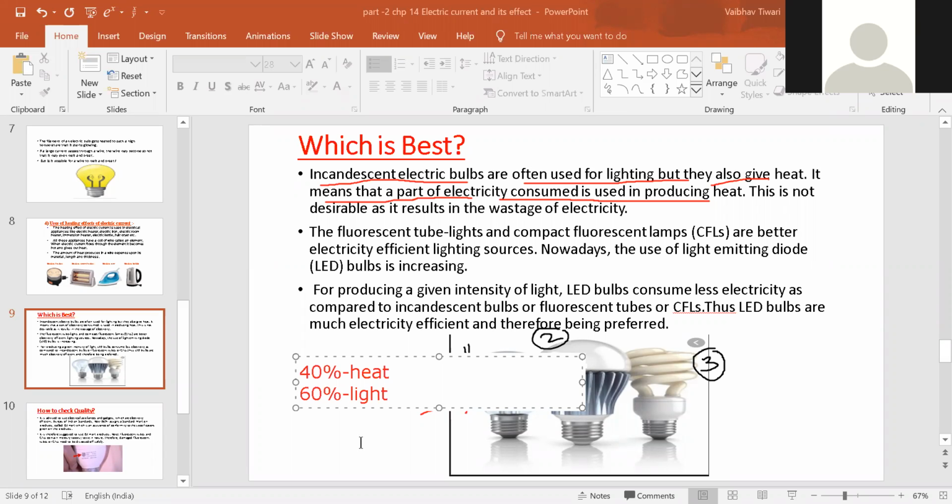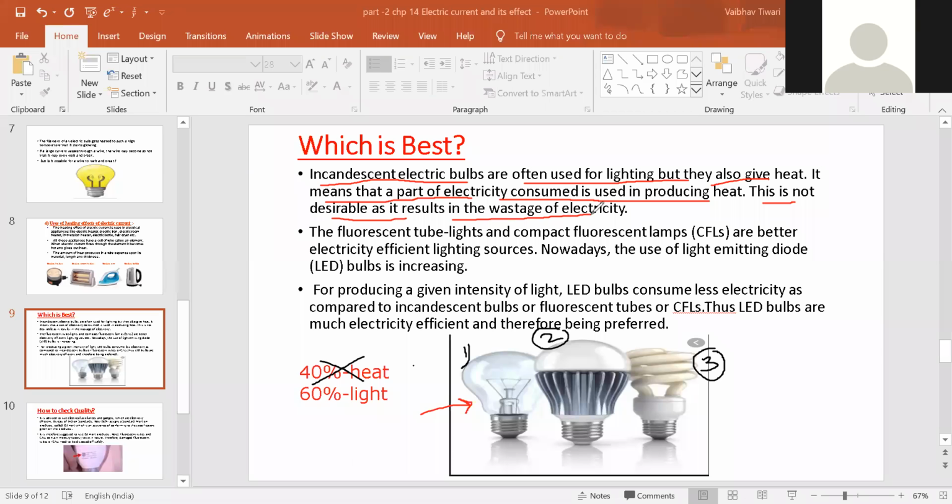But we are using the bulb for light. Complete 100% is not converted into light, so that is the wastage of energy. It means that this 40%, or whatever may be the percent, is wasted, because we don't want heat from that bulb. So this is not desirable as it results in the wastage of electricity, right? So this is the case for the incandescent electric bulb, that is the old one.